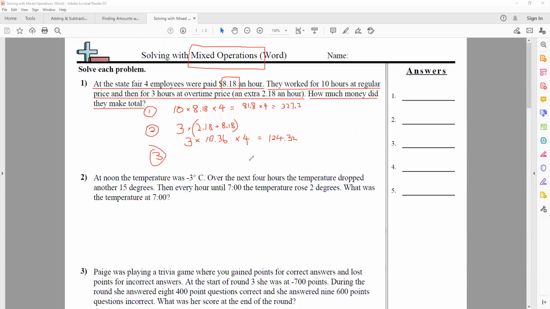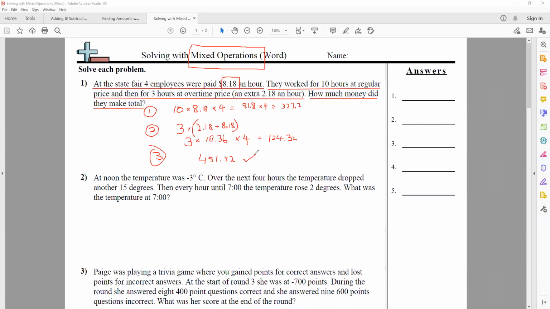So 327.2 plus 124.32. You keep saying times. Why can't I say plus? Total means you add them together. Which one? No. Come on. 451.52. All right. Okay. Yeah.